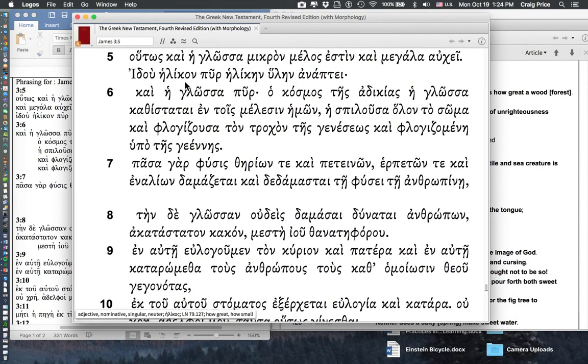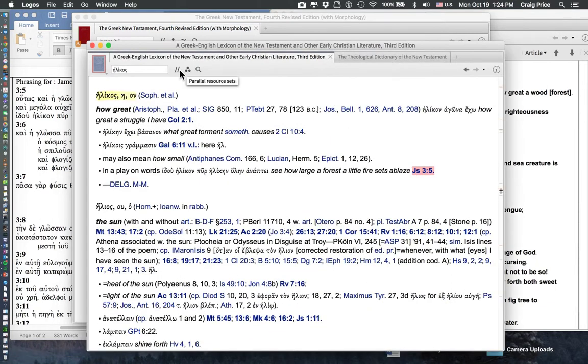I have my Greek text here. I slide it up. I can double click and up pops BDAG. I have it customized this way. And you'll see that helikos, helike, helikon, the adjective, and there's your masculine, feminine, neuter endings. And it can mean how great, but it can also, if it's used two times together, in a comparison, it's an idiom. And it functions like a play on words. And notice that James 3:5 is included as an example in BDAG. So it's a play on words.